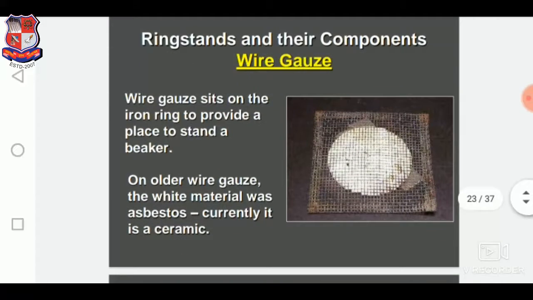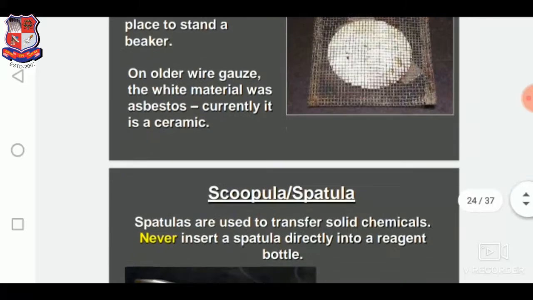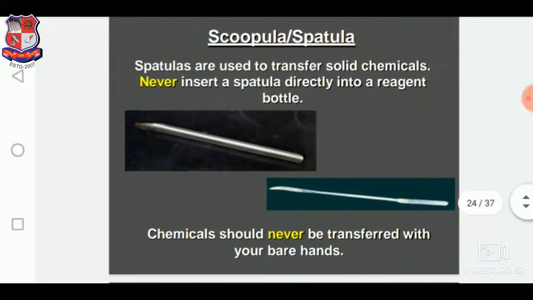Ring stands and their components: the wire gauze. Wire gauze sits on the iron ring to provide a place to stand a beaker. On older wire gauze, the white material was asbestos. Currently, it is ceramic. So ceramic and asbestos are a kind of medium to provide adequate heat transfer to the beakers or the flask.